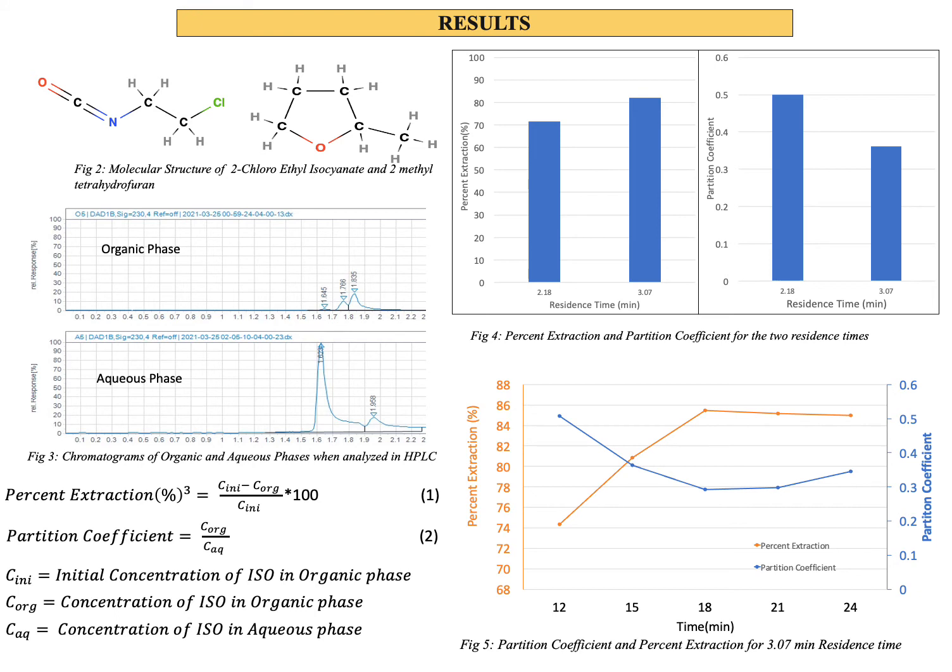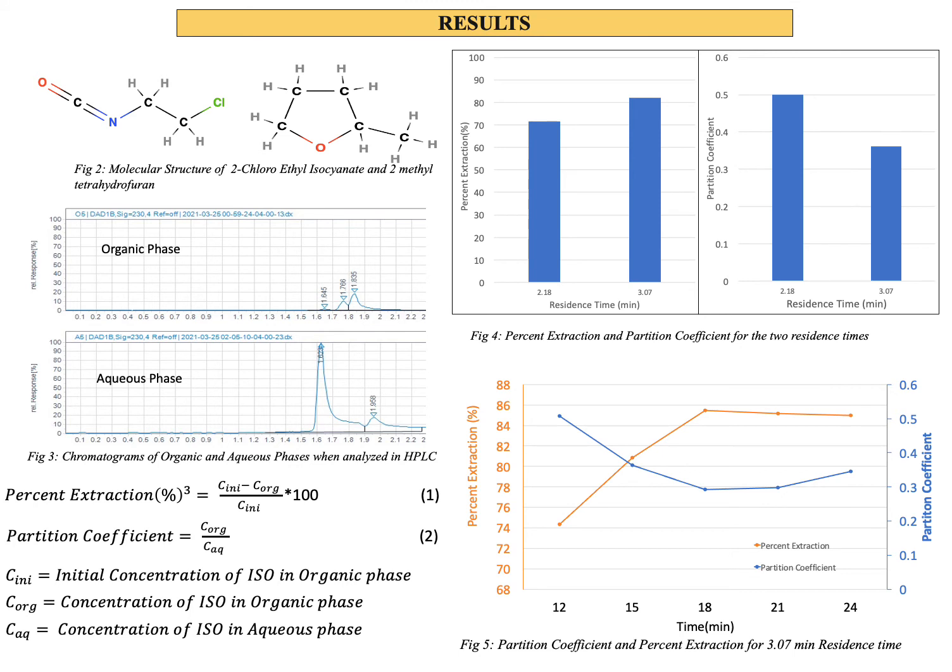We can see that for the longer residence time, the percent extraction is higher and the partition coefficient is lower, which is ideally the better scenario, as the lower the partition coefficient, the better the extraction, as it is directly proportional to the concentration of 2-chloroethyl isocyanate in the organic phase.